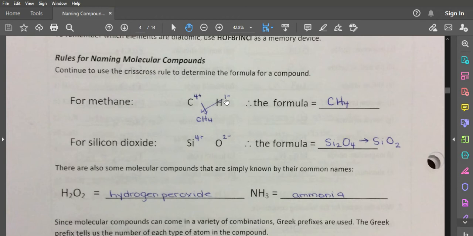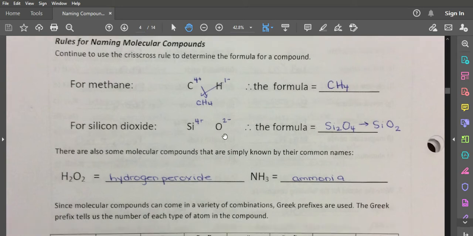So it's not actually a metal despite being over there. It just has a lot of the same properties as most of the group 1 elements, but we can have hydrogen as a 1-. So carbon's going to be a 4+. We swap where those numbers go. The 1 now belongs to the carbon, which we don't have to write in, and the 4 to the hydrogen. So that's our final formula.